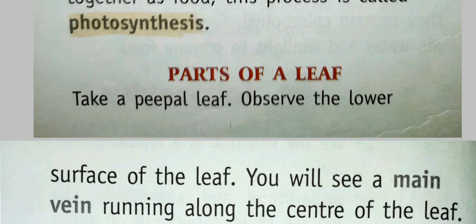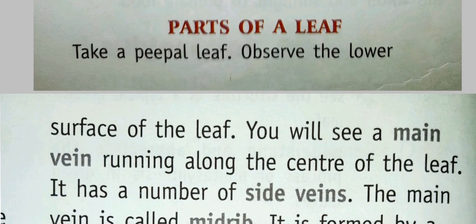First, see figure 6.2. Observe the lower surface of the leaf. Look at the back side of the leaf. You will see a main vein running along the center of the leaf. So that main vein is called the midrib. The main vein is called the midrib, and it is running along the leaf.